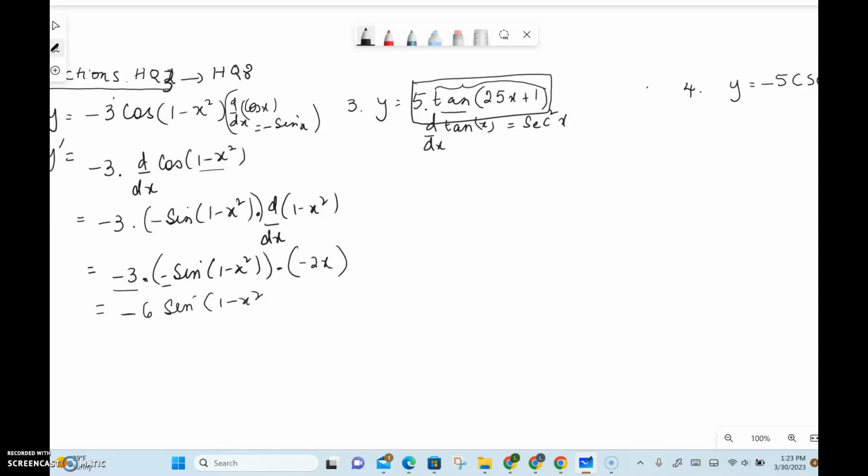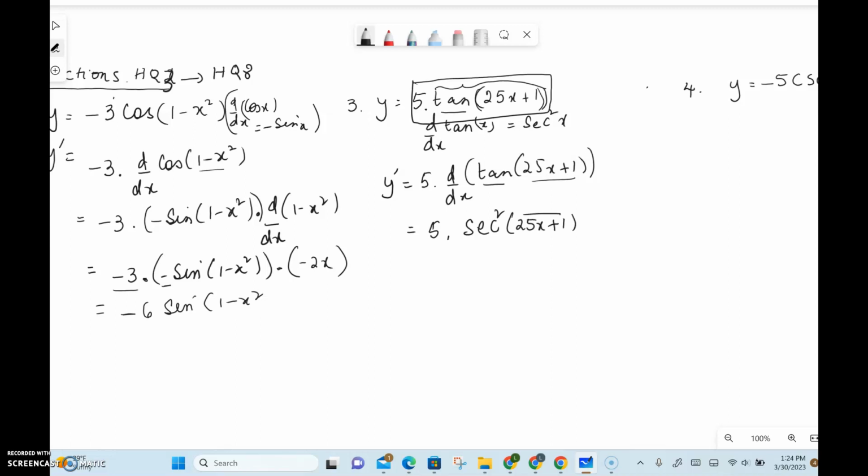This is not a product. So y prime, this is tan of something, and that entire expression is one single function, and it's a function of a function. So we have leave the constant alone and differentiate the function of x. And this is equal to 5 times the outer function is tangent, is the tangent function, and we are differentiating with respect to 25x plus 1. So it becomes a secant squared of 25x plus 1.